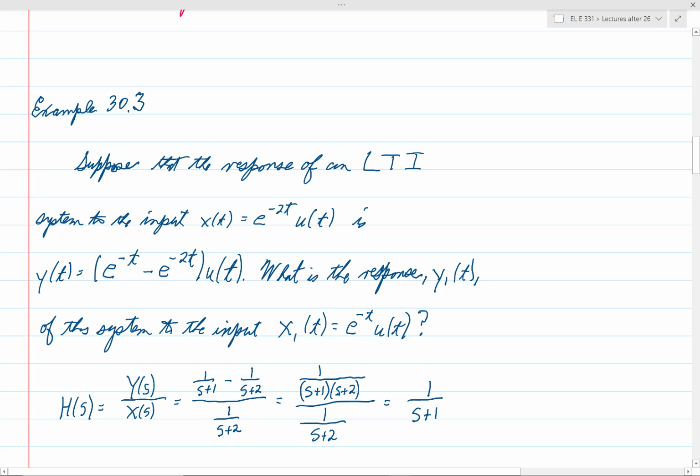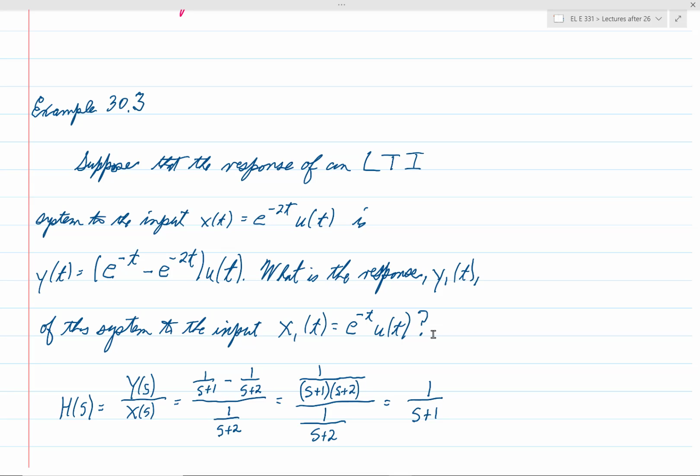Okay. Now, for example 30.3, suppose that the response of an LTI system to the input e to the minus 2t u of t is y of t equals e to the minus t minus e to the minus 2t, times u of t. What is the response y1 of t of this system to the input x1 of t equals e to the minus t u of t? Now, I hope you'll try this on your own first before looking at the solution I'm about to present here.